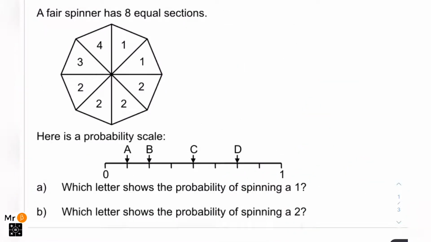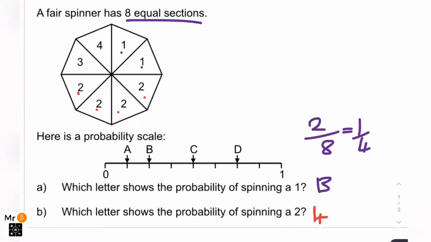Our third question, what is the probability of spinning a 1? Well, we have 2 number 1s out of a total of 8 sections. That is exactly the same as 1/4, which in this case would be letter B. Finally, the probability of spinning a 2. Well, we've got 4 number 2s out of a total of 8 sections, which is 1/2. Or 0.5, which would be our letter C.